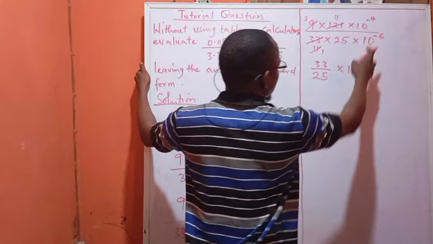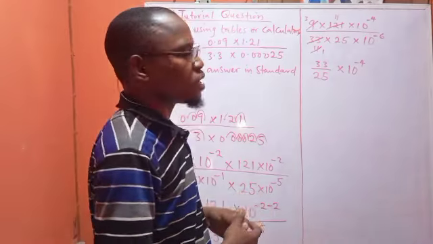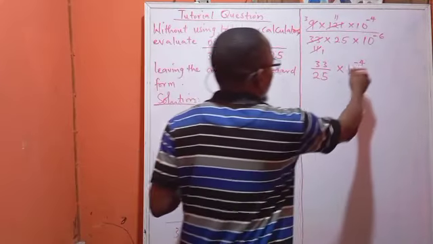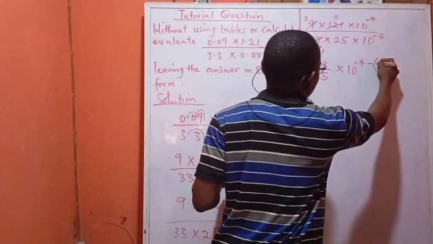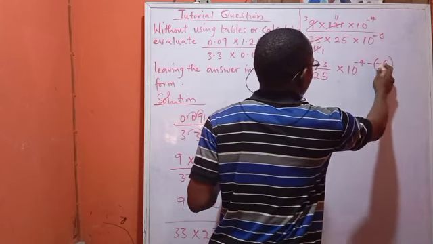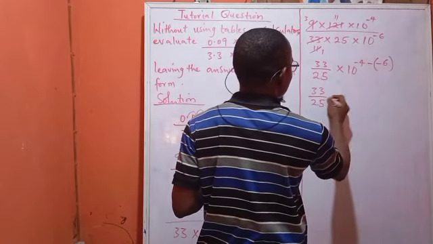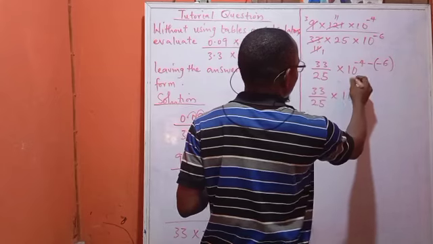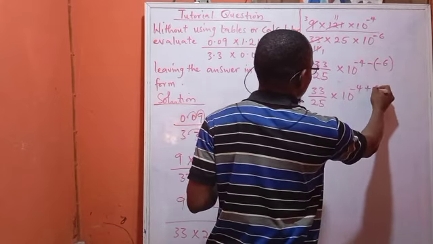This is a division sign, and in the indices, the division sign is minus. So we have minus, then divided by minus 6. So this will be 33 over 25 times 10 raised to power minus 4, minus times minus, plus 6.